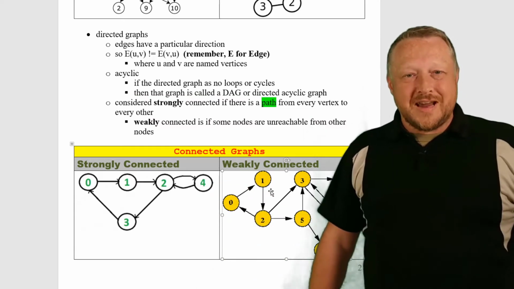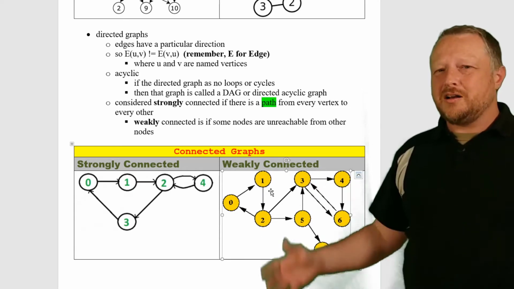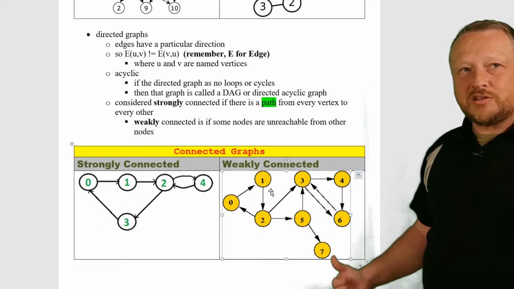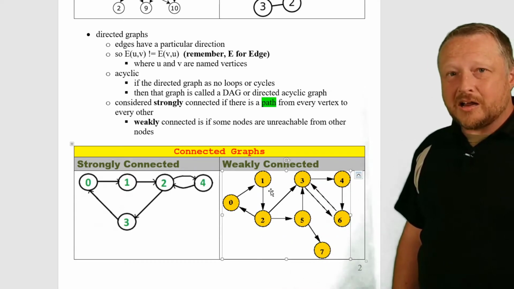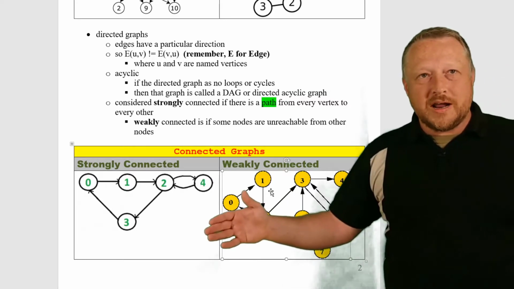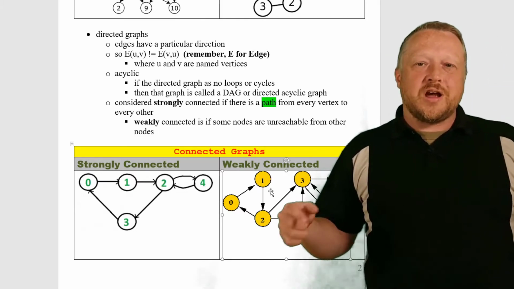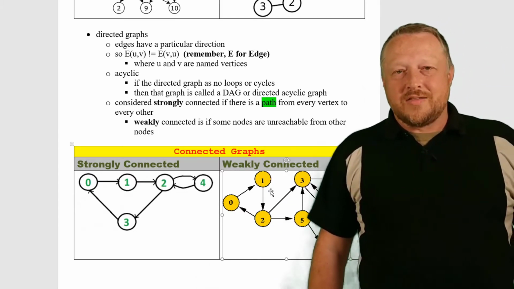The answer is yes. Whereas in the weakly connected, even though there's a ton of links, if I'm at 7 here, I'm pretty much stuck. There's nothing else I can do about it. So that's the difference between a strongly connected and weakly connected. It's not the number of links, but whether I can reach every single node within that graph.